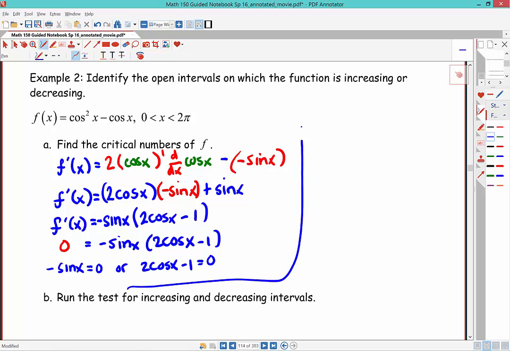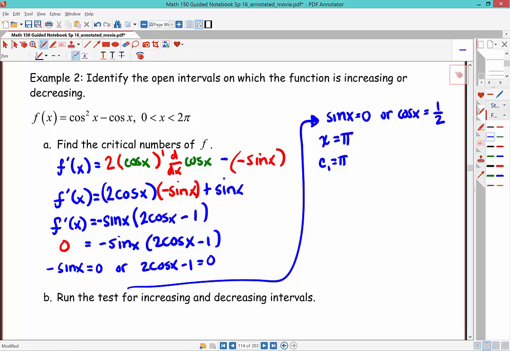And that will yield sine at x is 0, or cosine at x is positive 1/2. So working on this one first, the sine function zeroes out in the open interval from 0 to 2 pi just at pi, right? So x is pi, and so we'll get c1 is pi.